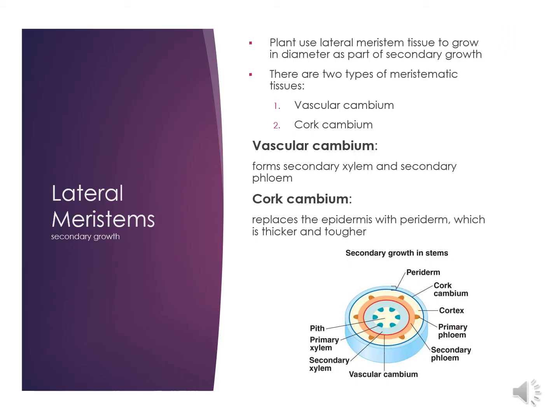Lateral meristem is involved in plant secondary growth. Plants use lateral meristem to grow in diameter or thickness, and there are two types of meristematic tissue in lateral meristem. The first one is vascular cambium, the second is cork cambium. Vascular cambium will form the secondary xylem and secondary phloem. Meanwhile, the cork cambium replaces the epidermis with periderm, which is thicker and tougher.